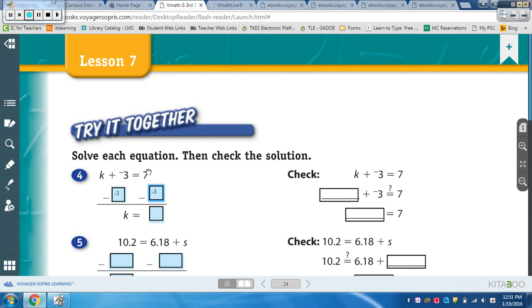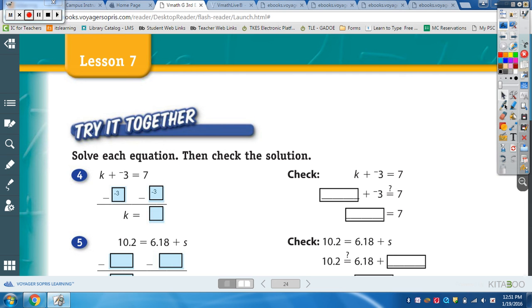Now, on the right-hand side of the equation, we have 7 minus negative 3. Once again, we're changing subtraction to addition of the opposite. I'll write this where you can see what it looks like. We have 7 plus the opposite of negative 3, which is 3. So now 7 plus 3 equals what? 10. Therefore, K equals 10. How can we check this?